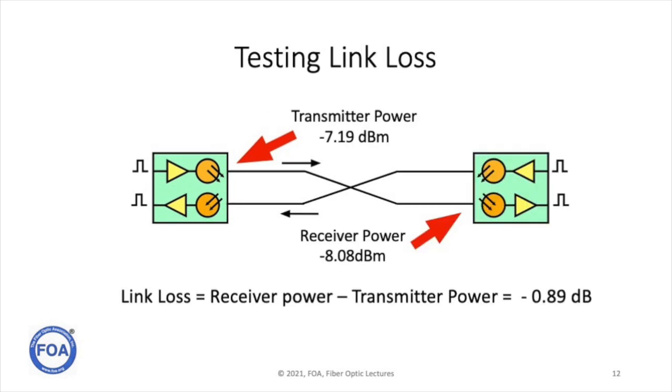With those measurements, we can calculate the loss of our cable plant over which we are transmitting. Transmitter power, minus 7.19 dBm, is reduced to receiver power, minus 8.08 dBm, which means we have a loss of 0.89 dB in that fiber in our cable plant.